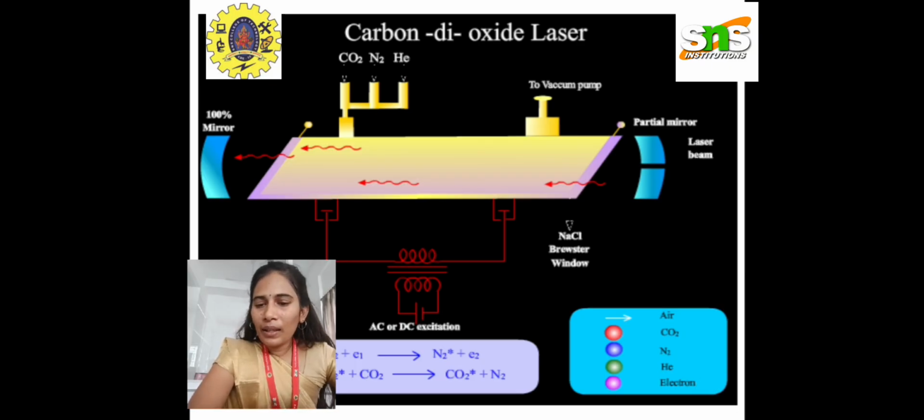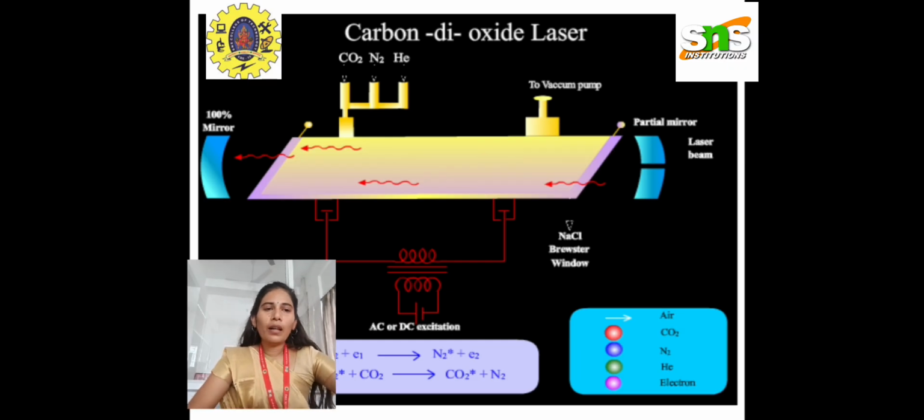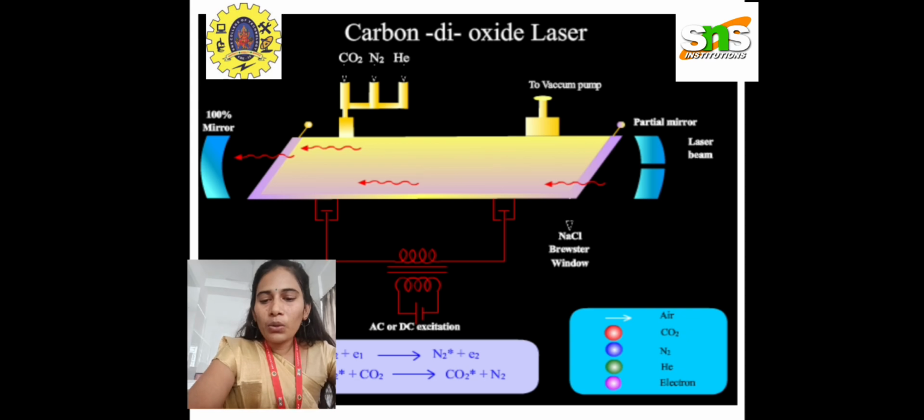The power output can be increased by increasing the diameter of the tube. And the next one is working. In the CO2 laser, additional gases N2 and helium are generally used. Nitrogen helps to increase the population of atoms in the upper level of CO2, and helium helps to cool down the discharge tube and also depopulate the atoms in the lower level of CO2.